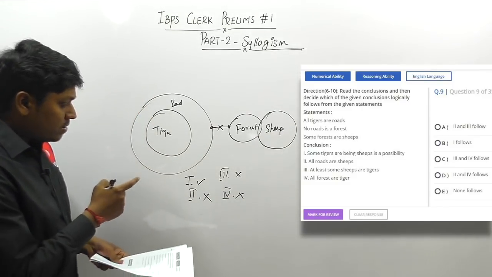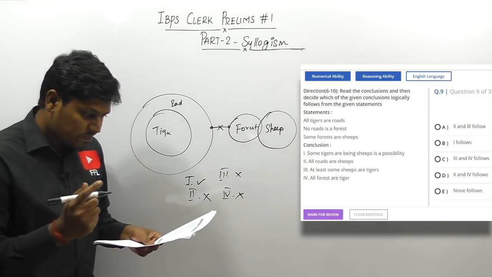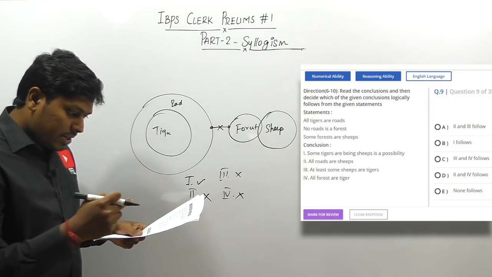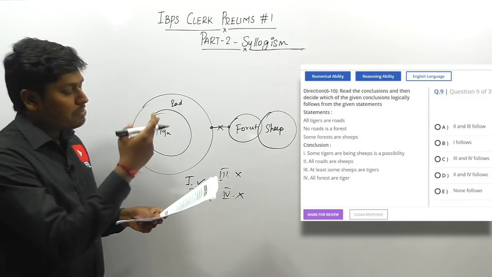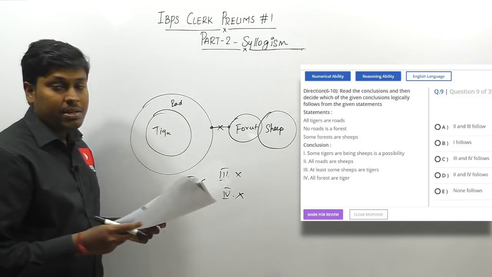So finally, for this question number 4, we got only one conclusion true. The first conclusion alone is true. Option A will not be your answer. Look at option B. Option B is conclusion 1 alone follows. So we can say that for the 4th question, option B is true.